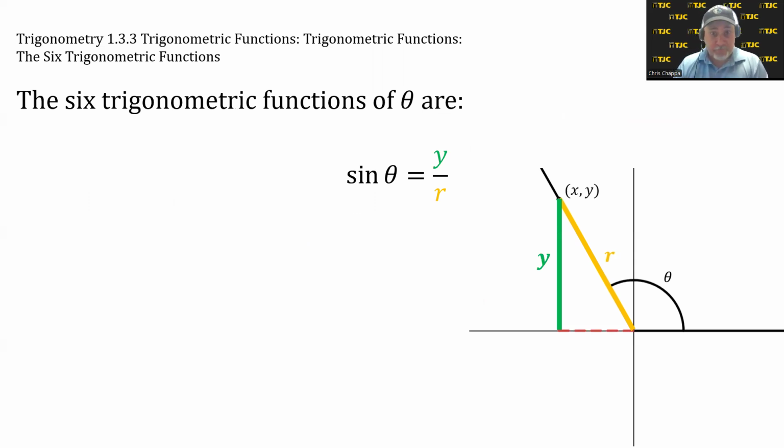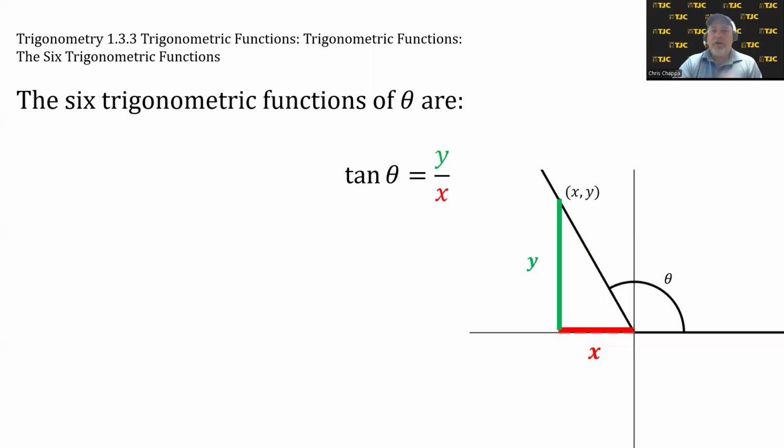There are 6 of them. Cosine of theta is defined to be x over r. Now, some of you might be thinking, this isn't what I learned. I learned SOHCAHTOA, whatever that is. Don't worry, it's all connected. Tangent of theta is the ratio of y over x. Again, these are definitions.